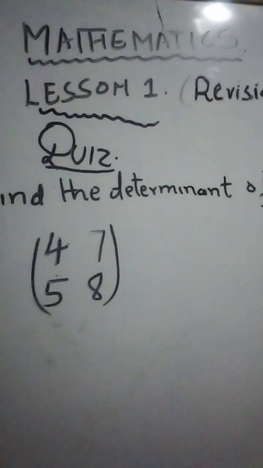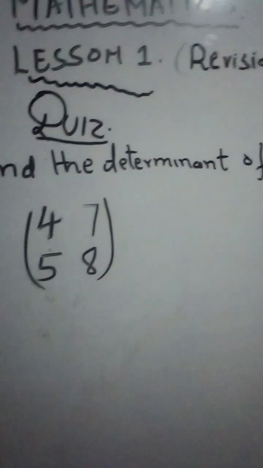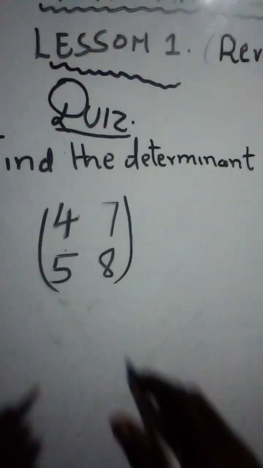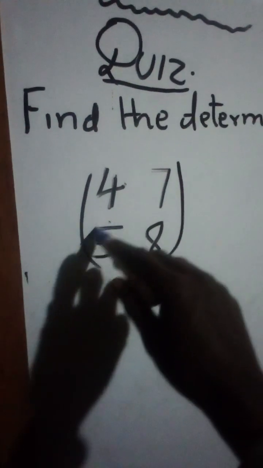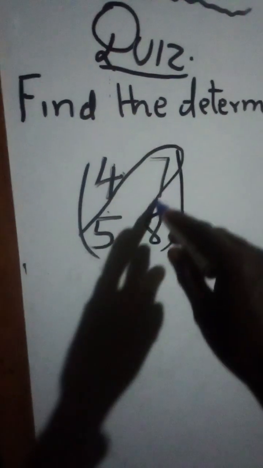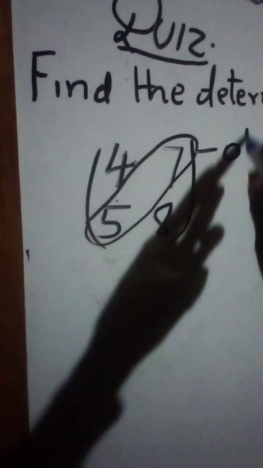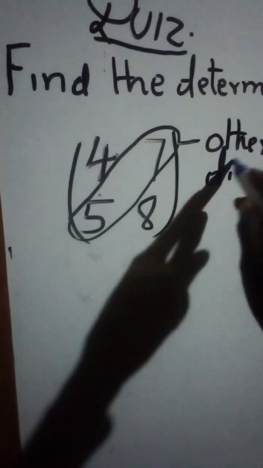A 2 by 2 matrix has 2 diagonals, and they're the ones that we are going to use to determine the determinant of a matrix. So 2 diagonals, that is, we have this diagonal. You need to know them. We have this, and we have another one. So this one is known as the other diagonal.